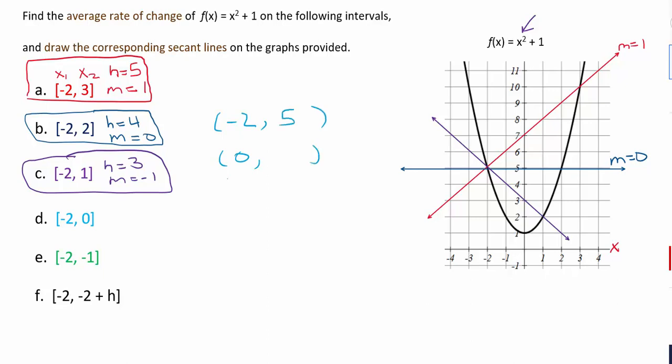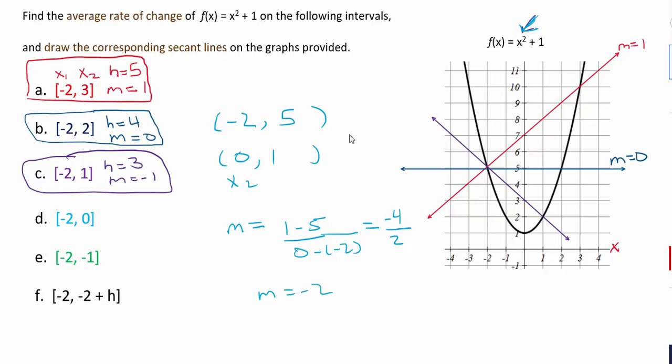If you were to plug in x equals 0 into the equation here, you'd get 0 squared plus 1, which is just 1. Or you get that same information by just looking at the graph and saying when x is 0, the y value is 1 right here. The slope, if you did the arithmetic, comes out to be 1 subtract 5 is -4. And 0 subtracting a -2 is the same as 0 plus 2, so that comes out to be 2. And simplifying, you get that the slope is -2.